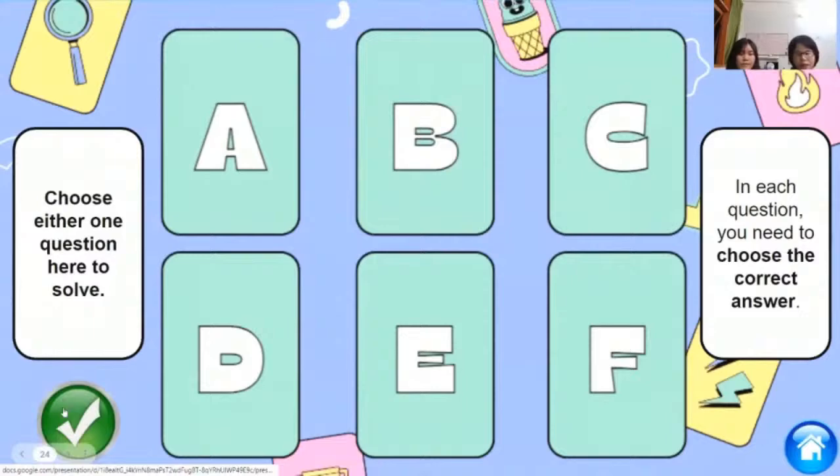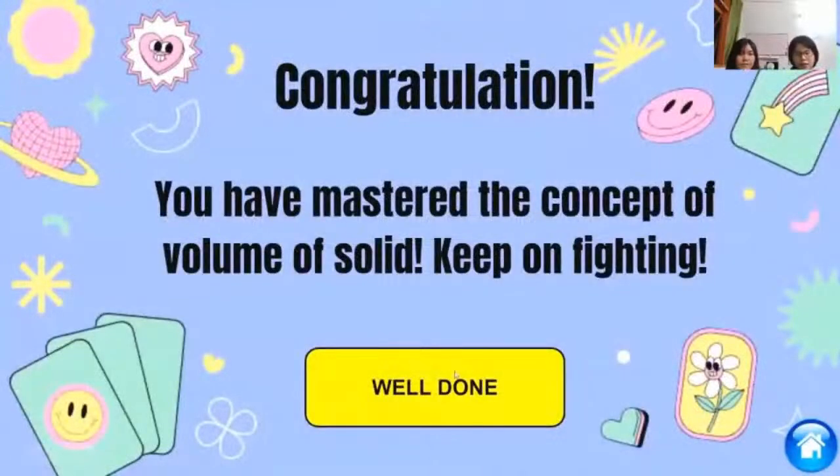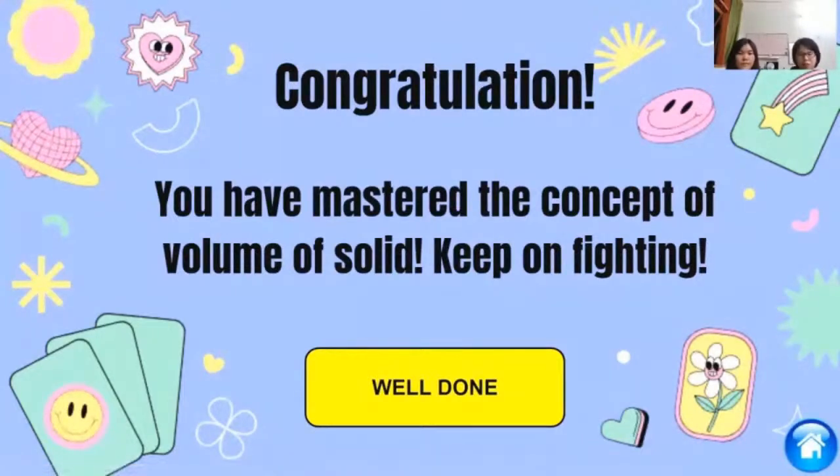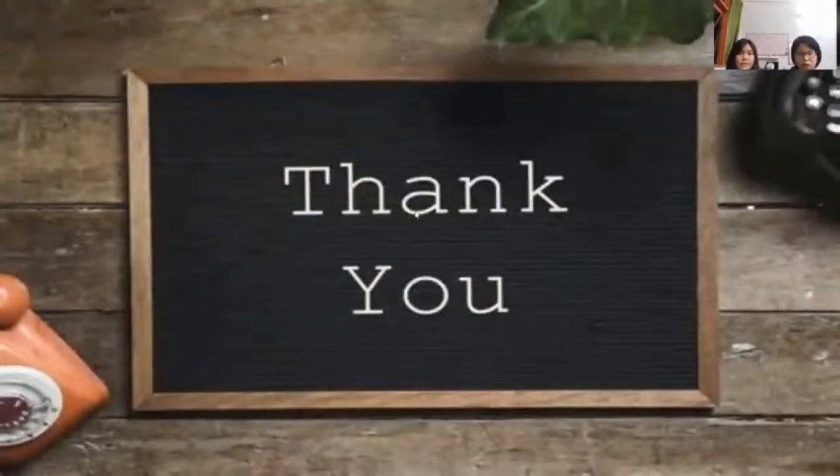Students click on this green tick button after they have completed, and they can always choose to click on the home icon on the bottom right corner if they face any problems while learning about volume or doing the exercises. They are given unlimited chances to try again until they have mastered the basics of volume of solids. If the students feel that they are fine with what they have learned and didn't face any major problems, they can click the well done icon here. And that's all for our project. Thank you for listening.